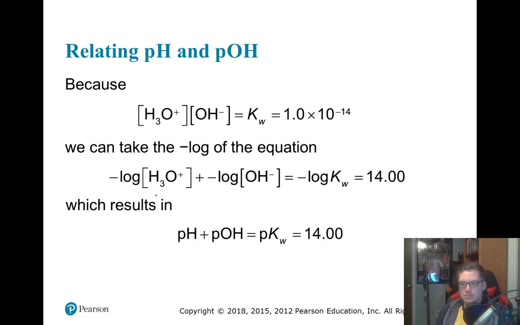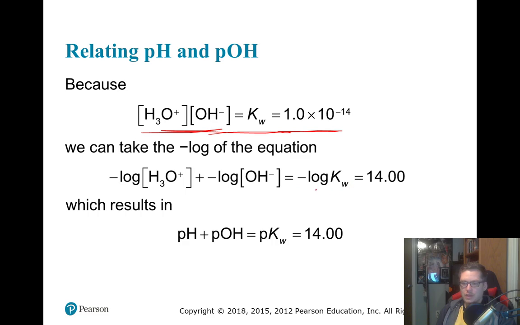Now this is a pretty nifty trick using your rules from logarithms. Think back to like 6th, 7th grade when you first learned about logs. You've got hydronium times hydroxide equals our Kw. We established this in the last video. It has to do with the autoionization of water. If we take the negative log of this equation, we know a rule of logs: whenever something's multiplied inside of our log, it can be split out to be added. So this would turn into the negative log of hydronium plus the negative log of hydroxide, and that would equal the negative log of our Kw.